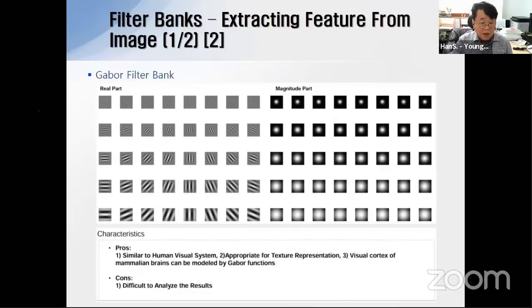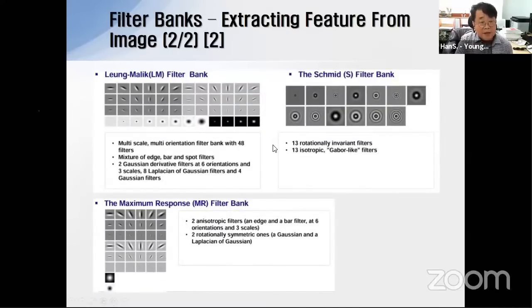The Gabor filter bank is similar to the human visual system, but it is very difficult to understand how they work. Other examples are the RM filter bank, the Schmidt filter bank, and the maximum response filter bank. That is a variation over the Gaussian functions, using the first derivative or second derivative to make this filter bank.